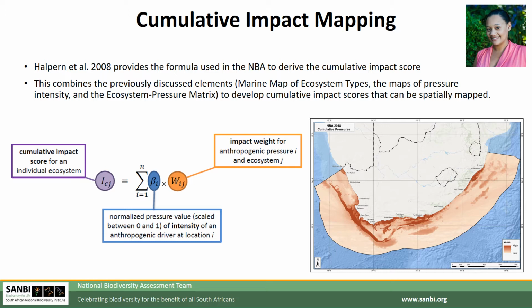We use a cumulative impact map in our assessment. This is developed using the Halpern et al. 2008 formula to derive the cumulative impact score. This combines the previously discussed elements, these being the marine map of ecosystem types, the maps of pressure intensity, and the ecosystem pressure matrix to develop cumulative impact scores that can be spatially mapped.